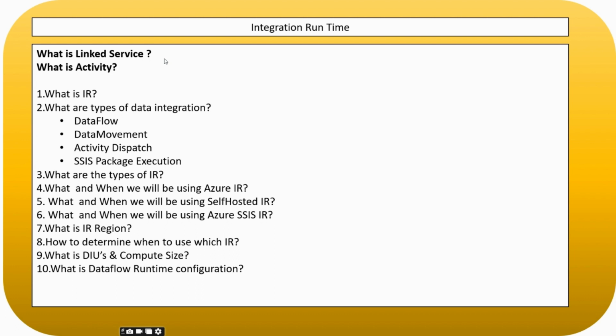Next, coming to data movement. For data movement, as I said, it is just a copy activity. We can use it directly. We can utilize the common IR, I can say common IR or data flow IR. So for data movement, the common IR can be utilized. Then coming to activity dispatch. What is activity dispatch? You know what an activity is, right? It is a task. Correct.